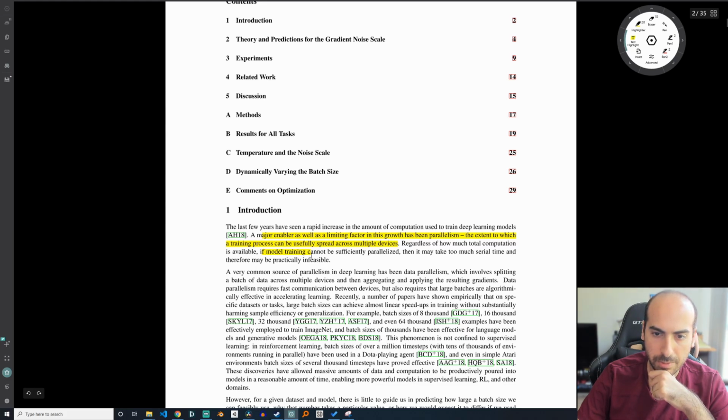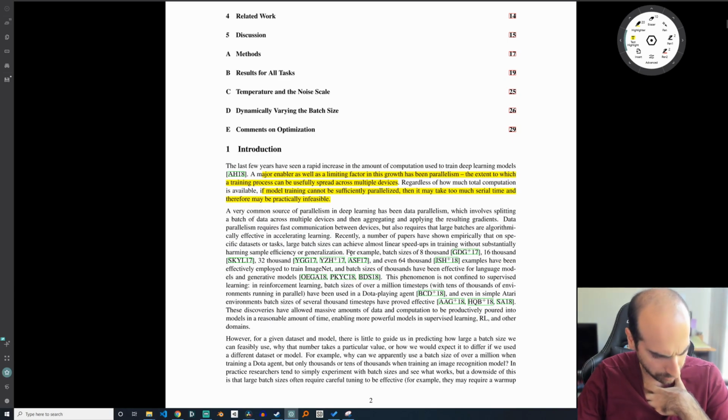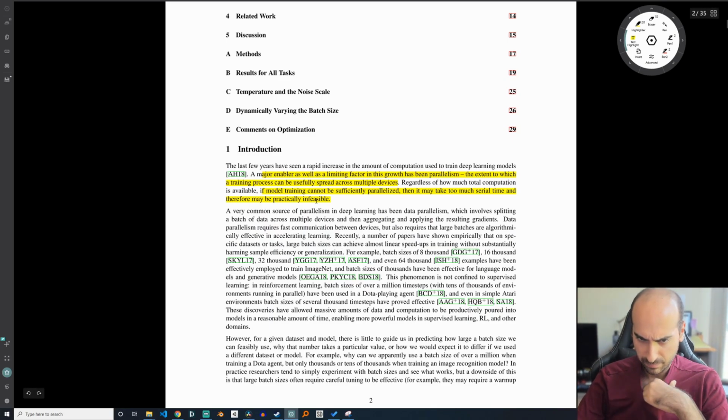If model training cannot be sufficient, then it may take too much serial time and therefore be practically infeasible. Yeah, so this is a problem with model parallelism in general. Your main overhead becomes the communication cost.